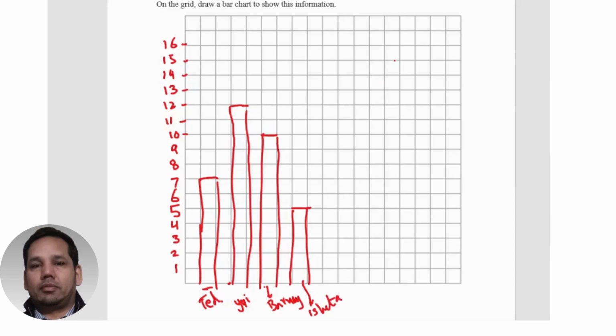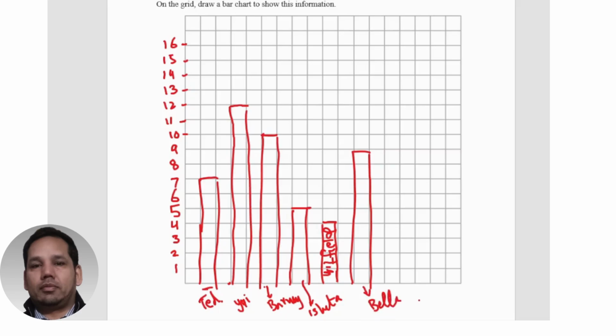Next one is 4, Whitfield. So we need to go up to 4 and draw a bar over here. We can also write down over here the name Whitfield. That's it. And the next one is Bella, which is 9. We need to go up to 9 here, so draw a straight line down there, and this is Bella.